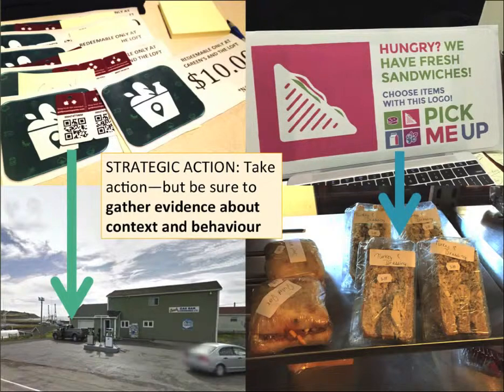Another example of strategic actions is if you have a really anxious, ready-to-go, innovative group who is willing to take a lot of risks, then maybe one of your first steps is actually about taking action. But because you don't necessarily have that evidence in advance, every step of the way we need to gather evidence about context and behavior as we're taking those actions. So here are two examples, again from our Branch intervention.